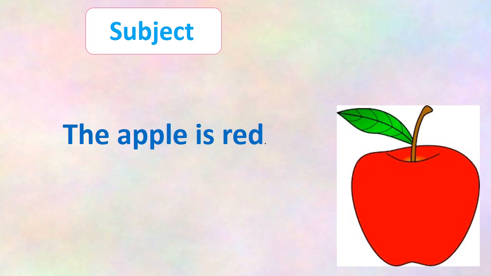Next example, the apple is red. This sentence is about an apple, that the apple is red. So the subject is apple. Anu is going to market. So students, what's the subject here? Can you all guess? Yes, this sentence is all about Anu. So Anu is the subject.